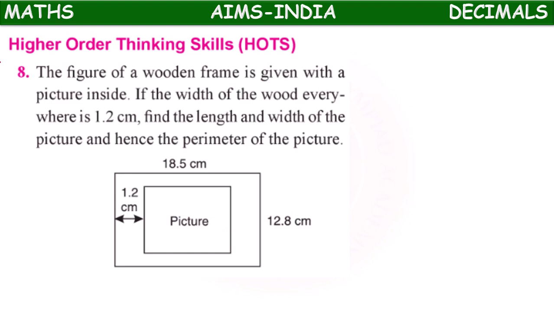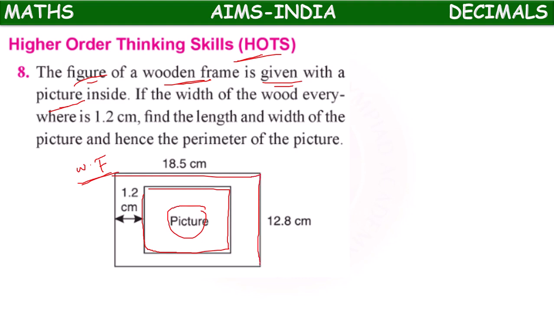Next. So, one HOTS question, children. The figure of a wooden frame is given with a picture inside. This outside we have the wooden frame. In that, this is the picture. This is the picture. And this is the wooden frame around the picture.